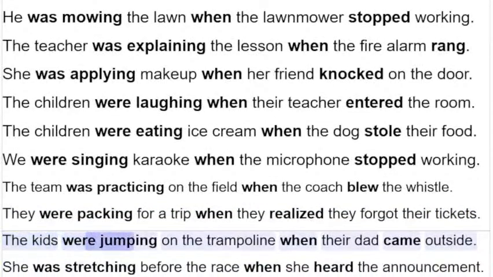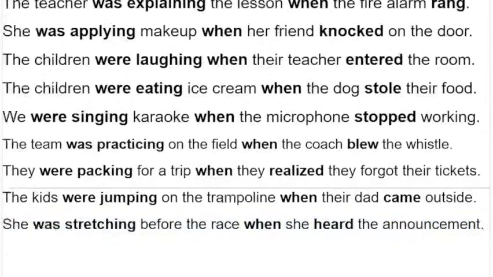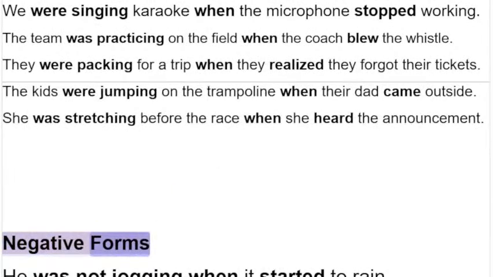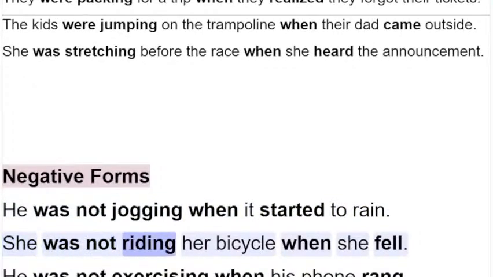The kids were jumping on the trampoline when their dad came outside. She was stretching before the race when she heard the announcement. Negative forms. He was not jogging when it started to rain. She was not riding her bicycle when she fell.